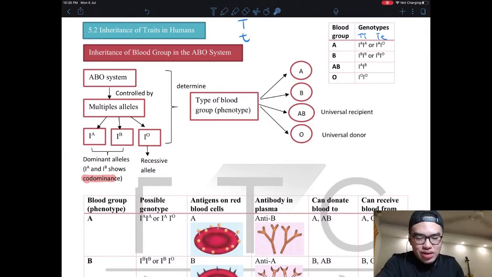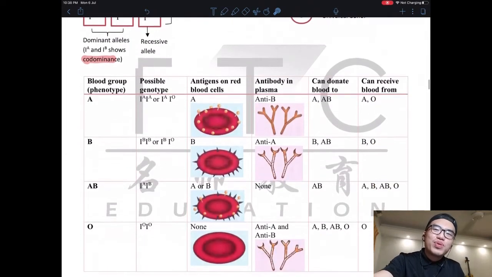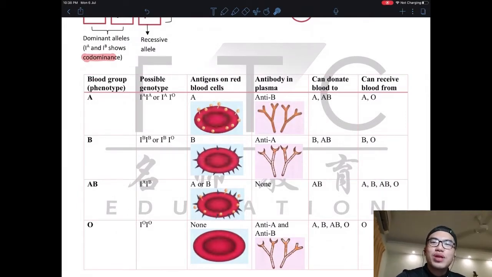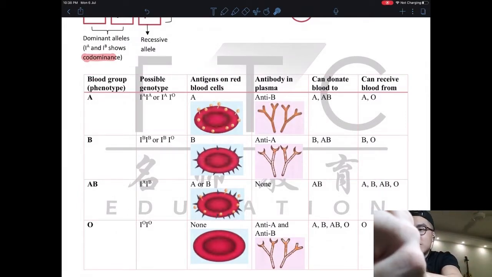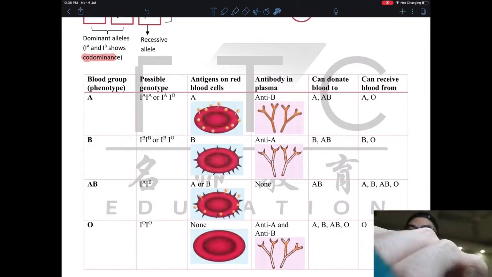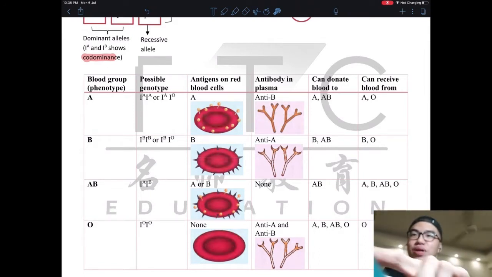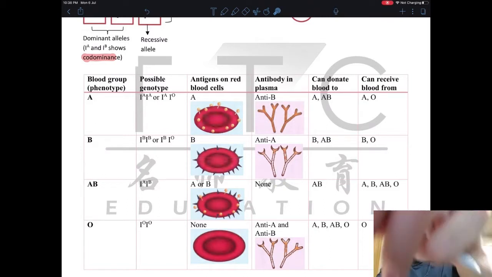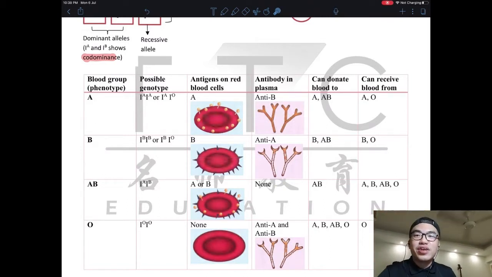A lot of people will ask, why is this blood group thing so important? Because with the wrong blood group, they can create an immune response in your body, and the blood will start attacking each other and then you will die. So how do they work? I think you learned this in Form 3 already, if you still remember.